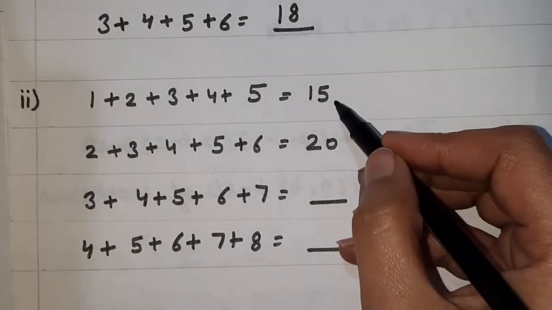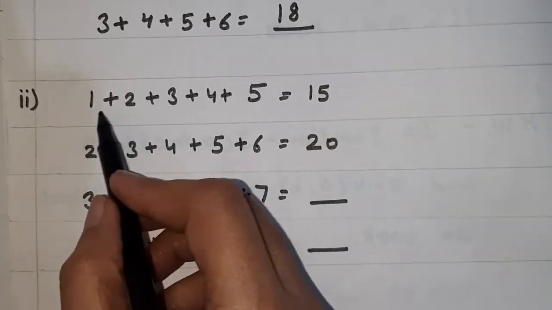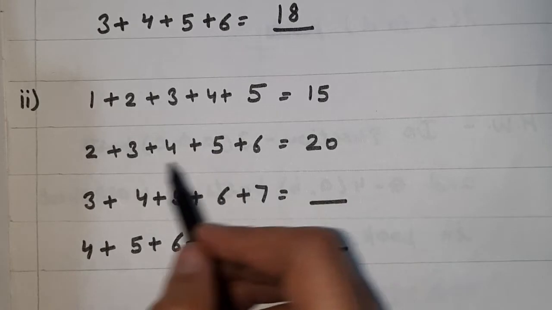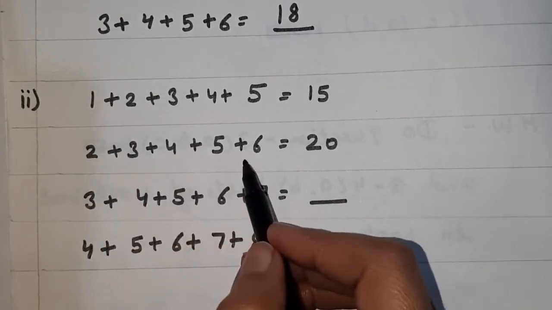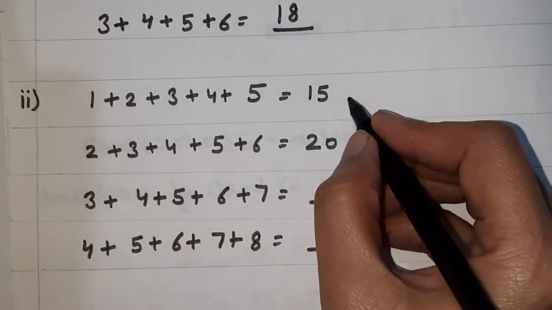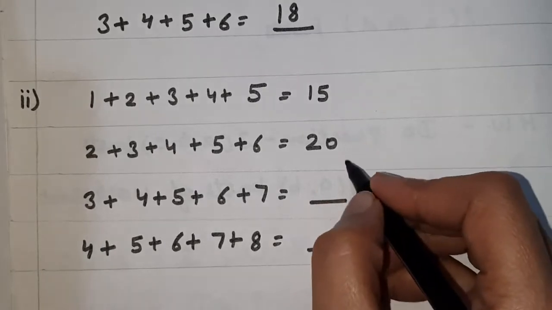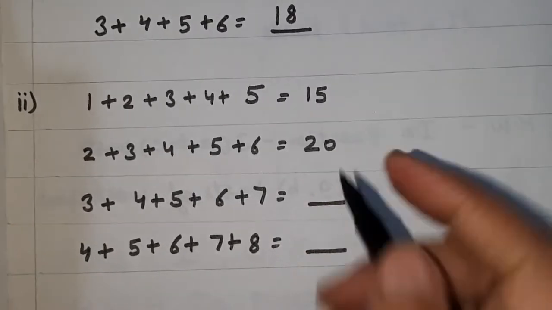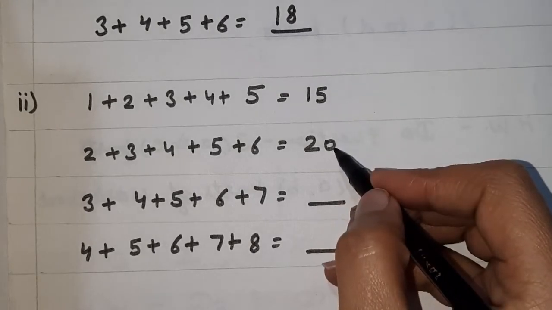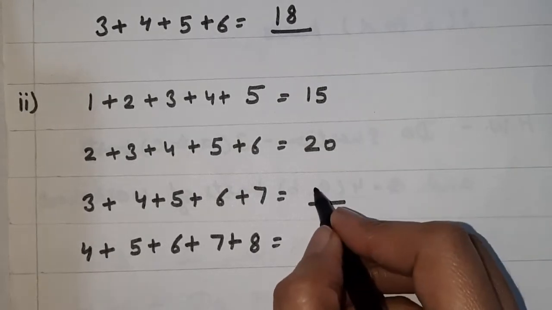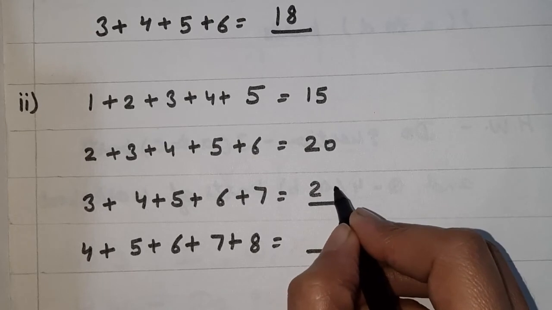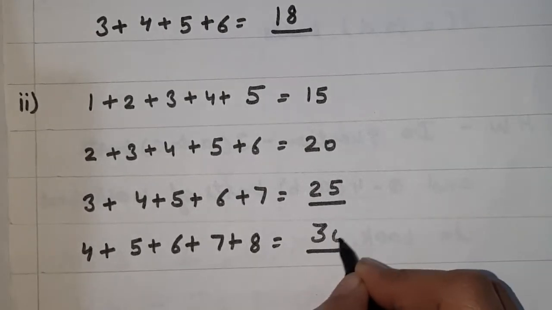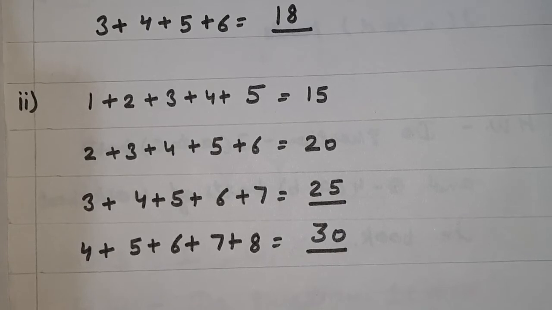Now see, 15, sum of 5 consecutive numbers. 15. Again 5 consecutive numbers. So these are multiples of 5. 15, 20. Differences of 5. 20 plus 5, 25. 25 plus 5, 30. Right?